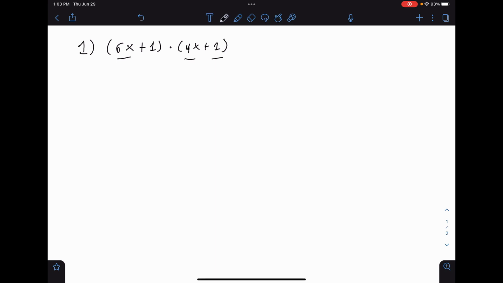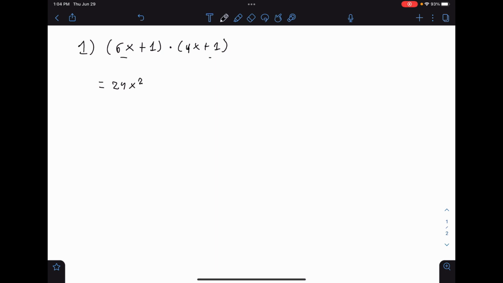So 6x times 4x is 24, right? Now, they both have base x, so we have to add the powers when we multiply them together. Power of 1, power of 1. So 1 plus 1, 2. So we have 24x squared.